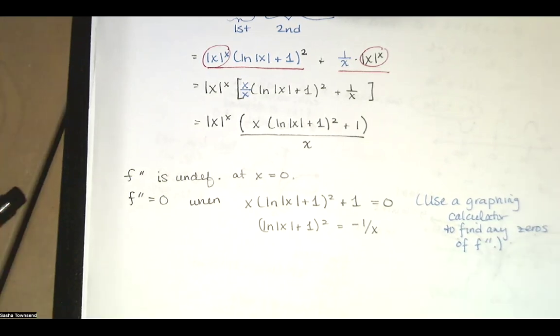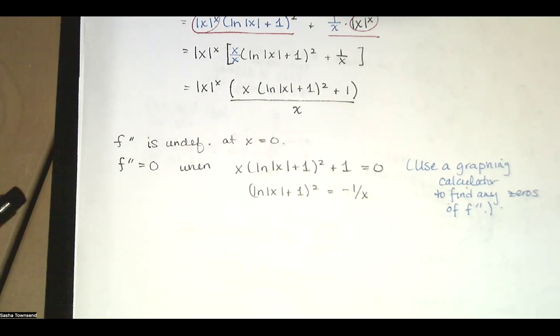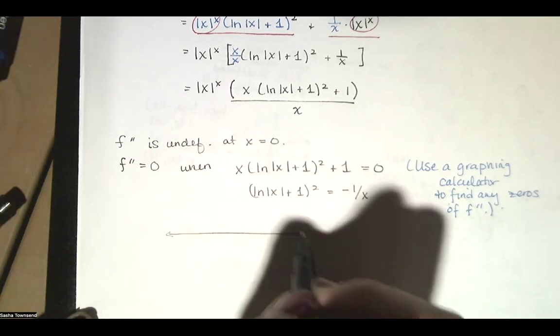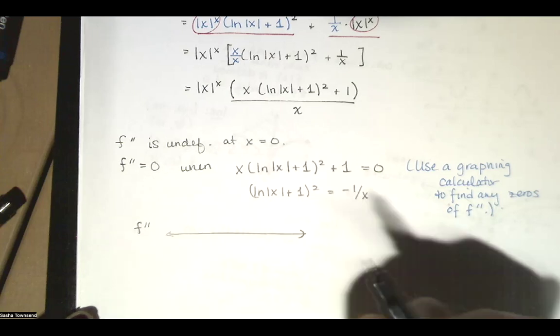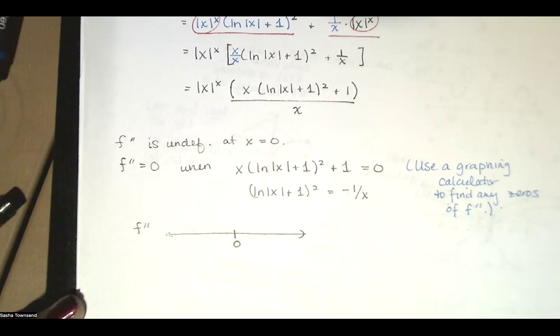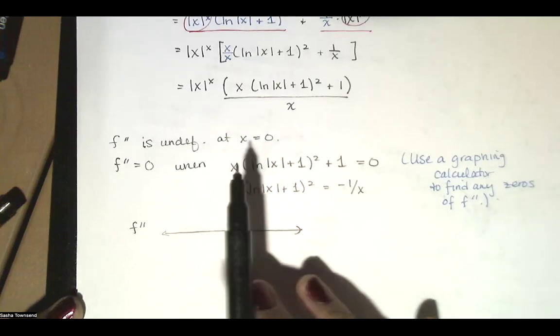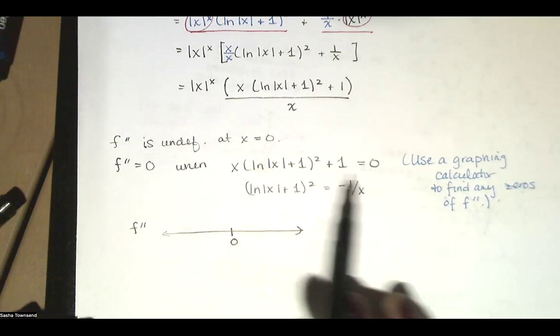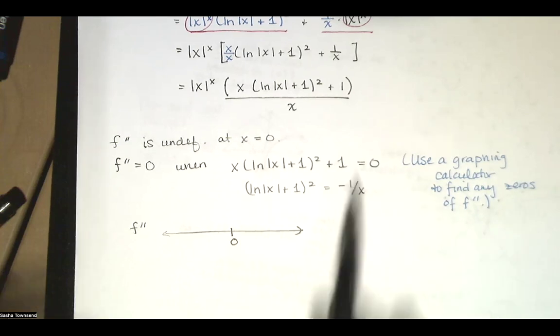And then once we have that graph of f double prime on our screen, we can use the graph of f double prime to infer the intervals where the original function f is concave upward or concave downward. So we have f double prime, we want to know when it's 0, and we know that it's undefined at 0. So we will just graph f double prime and look for any x values where this function happens to be 0.